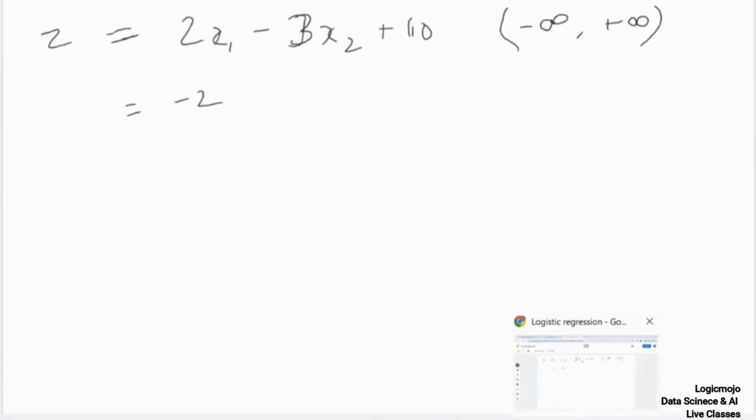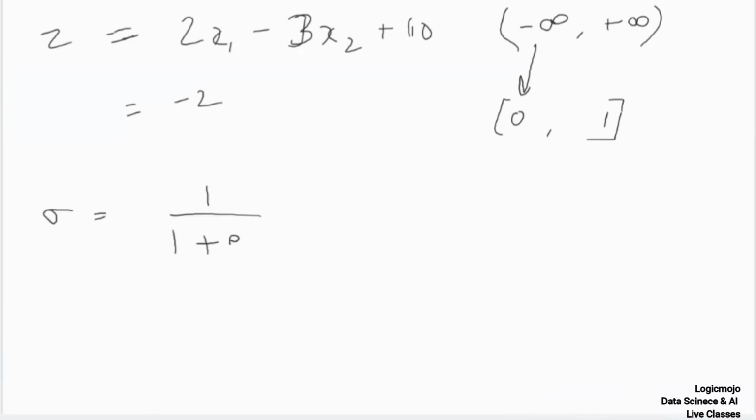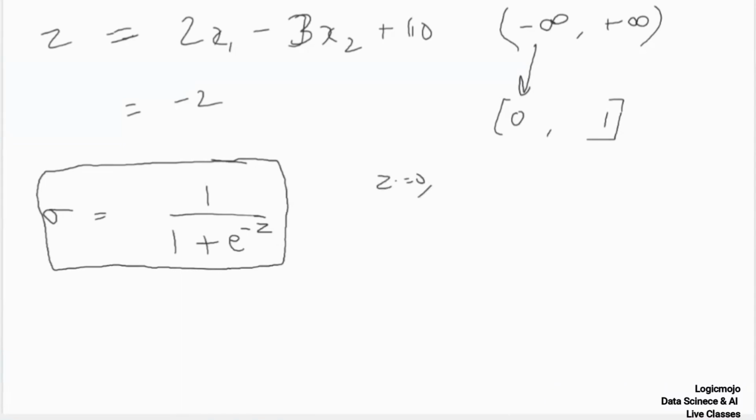So basically, I want a formula which converts the range -infinity to +infinity to 0 to 1. Getting it? Now that formula is known as sigmoid. This will be your sigmoid formula. So try putting z equal to 0. If you put z equal to 0, what is the value of sigma that you are getting? You will get 1/2, which is what we wanted.